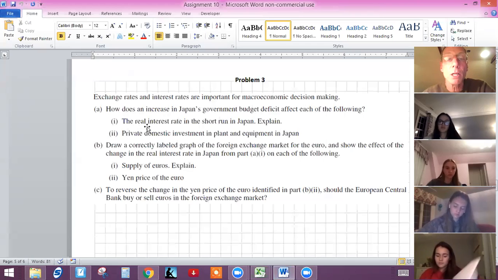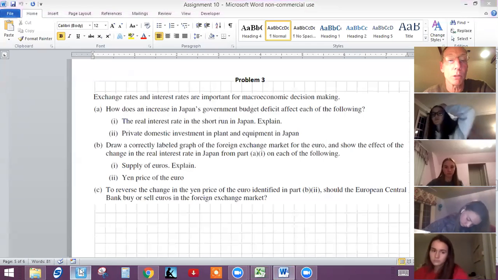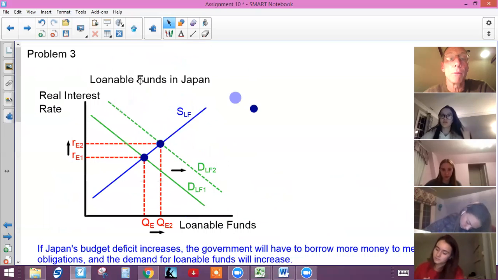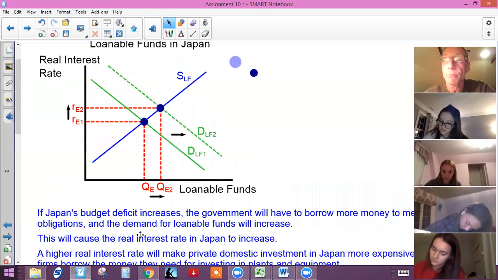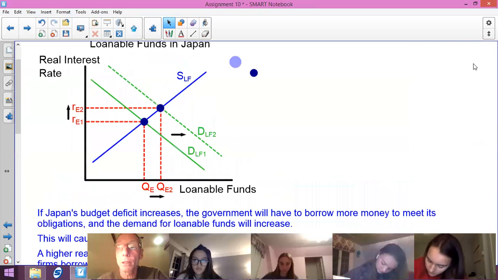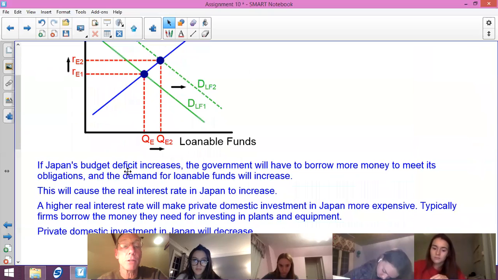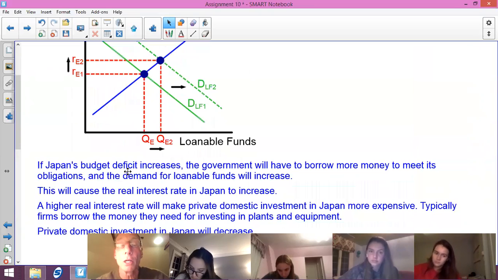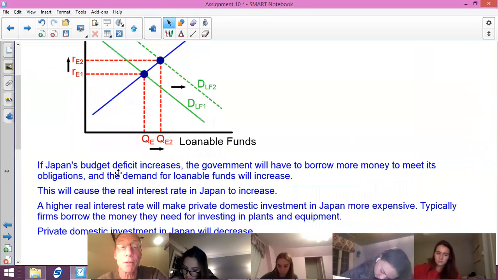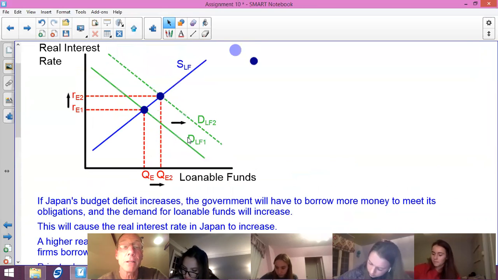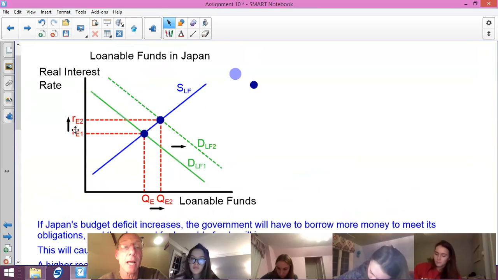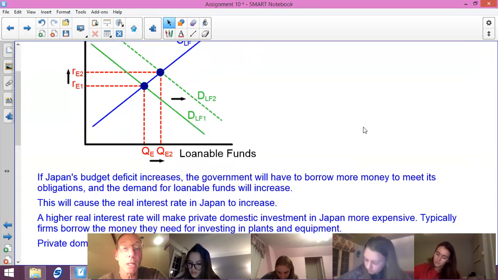Okay, so real interest rate, which means we're looking at the loanable funds market. What's going to happen is that if Japan's budget deficit gets larger, the government will have to borrow more money in order to cover their deficit, right? So when they borrow more money to meet its obligations, the demand for loanable funds in Japan will shift right, which means that the real interest rate in Japan is going to go up. Increase.